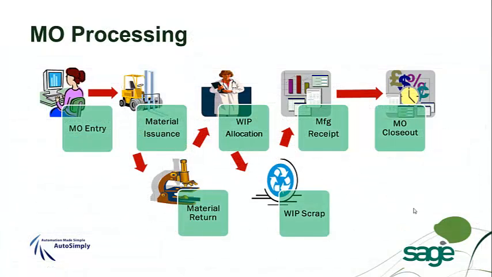Here we can see the steps involved in MO processing. Planners or supervisors create MOs to start production. Materials are then issued out of IC locations. If needed, materials can be returned. Users have the option to track consumption and scrapping of work in progress. Eventually, the product is produced and received into the IC location. The MO is then closed for costing.